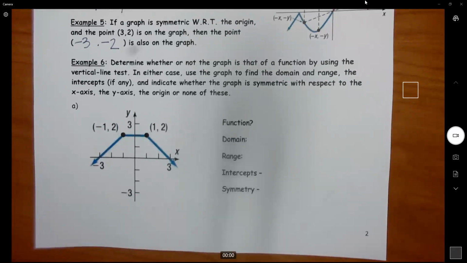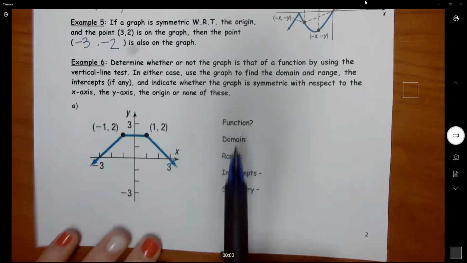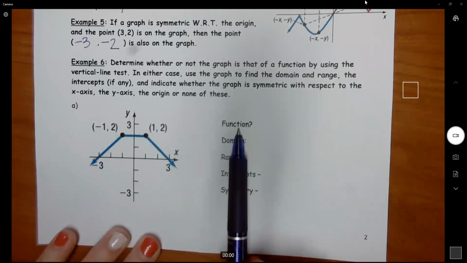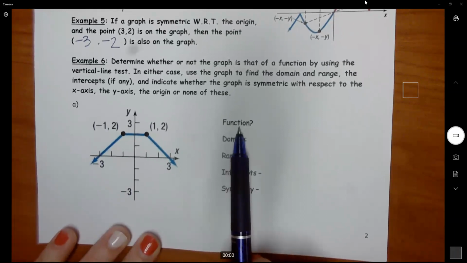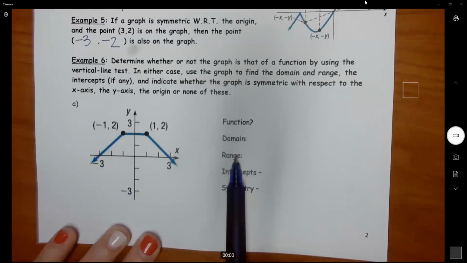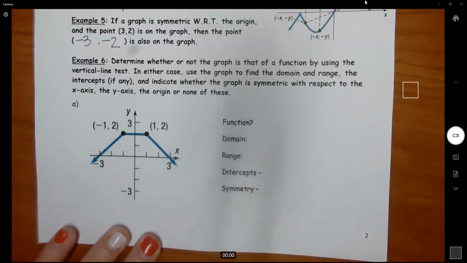So for these problems and 4 more on the next page, we need to determine whether or not the graph is that of a function by using the vertical line test. So we'll answer yes or no here. In either case, use the graph to determine the domain and the range and the intercepts, if any, and indicate whether the graph is symmetric with respect to the x, the y, the origin, or none of these. So we just need to answer these 5 questions.